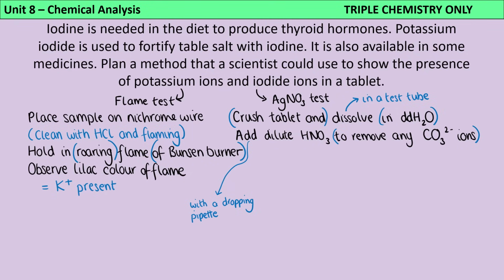And then we could talk about how we would do that with a dropping pipette. And then after we've done that, we would add silver nitrate solution. And if the iodide ions were present, we would observe a yellow precipitate, which would tell us they were there.